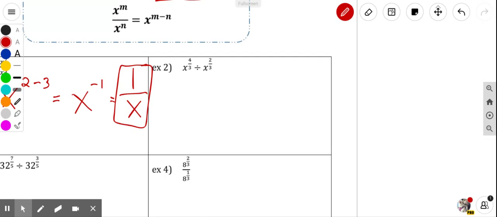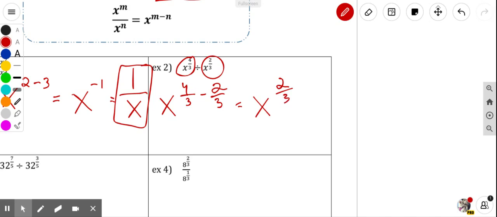Okay. This one, even though I didn't put it in fraction form, like this over this, it's the same thing. So you're still going to do x to the 4/3 minus 2/3. Those have a common denominator, so you just have to subtract the numerators. So that turns into x to the 2/3. And since it's just an x, there's nothing else you can do there.